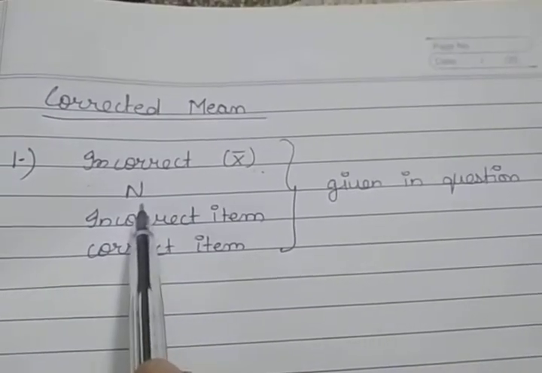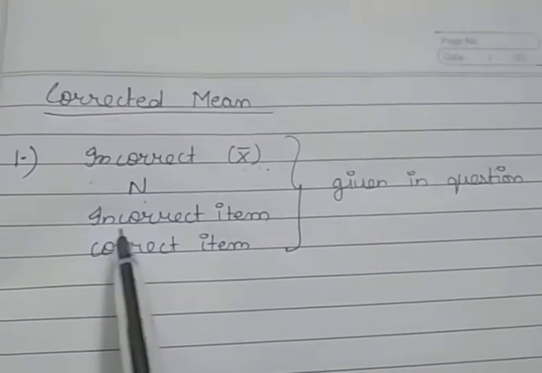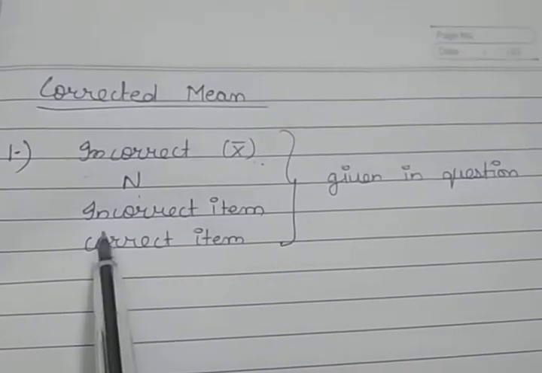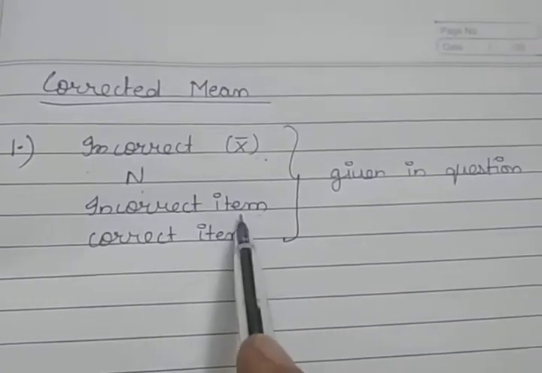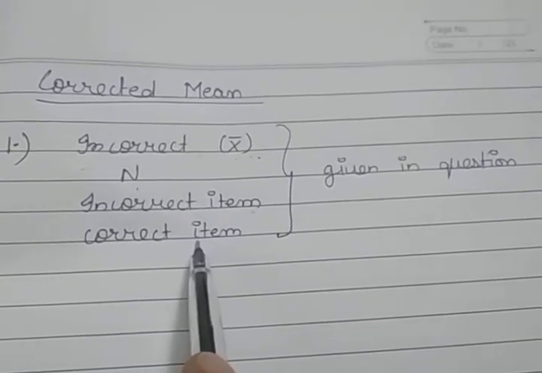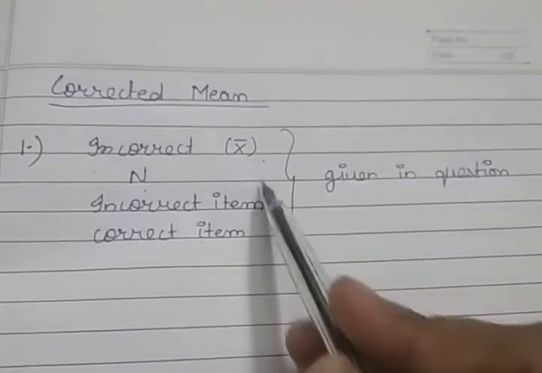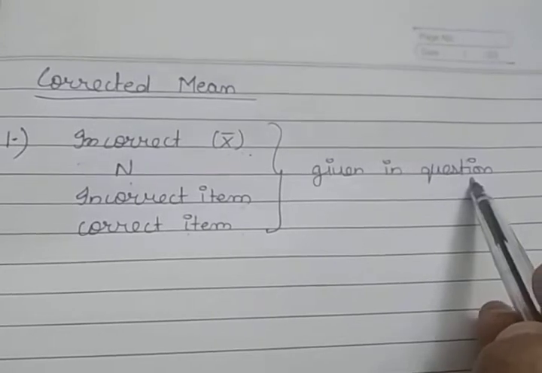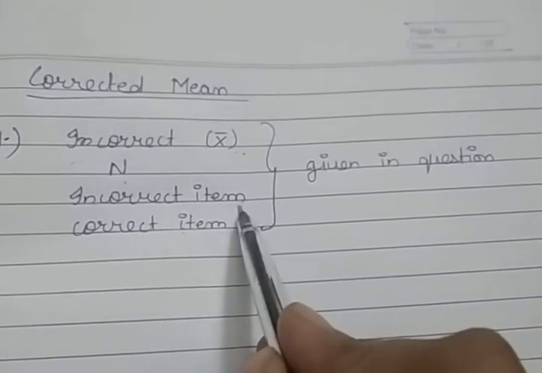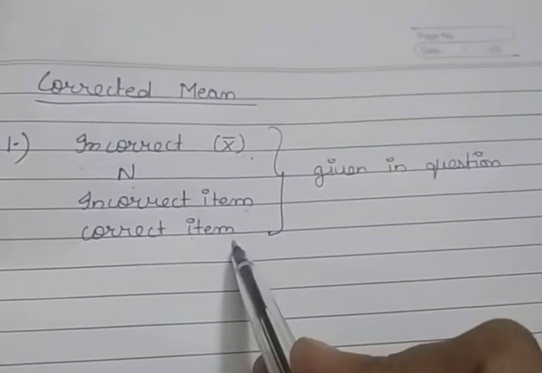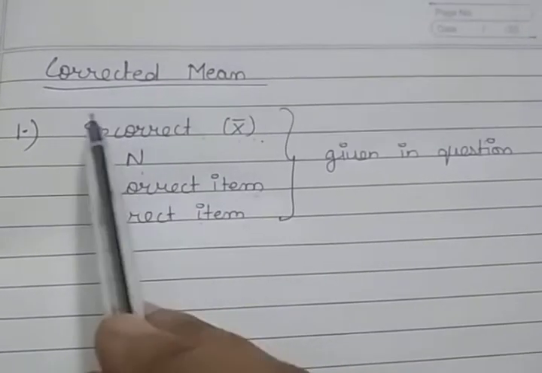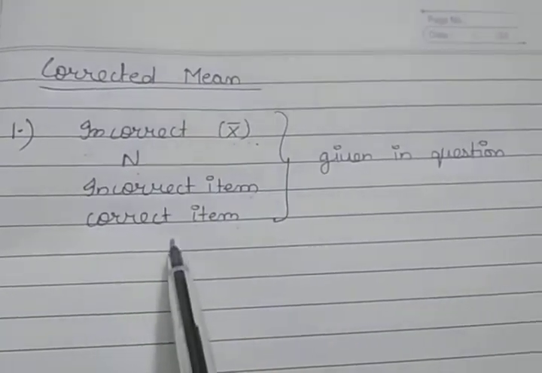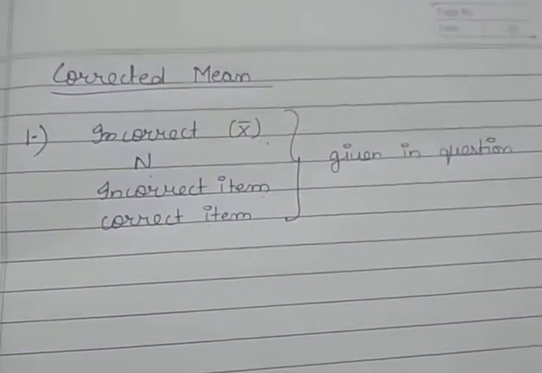Number of items also you will get in the question. Then the incorrect item, because of which we got the incorrect mean, and after that some corrected value will also be given to you in the question. So these four values will be given to you. Sometimes two incorrect values and two correct values can also be given. It depends upon the question. So first of all, whatever values are given in the question, we first have to write them at one place.